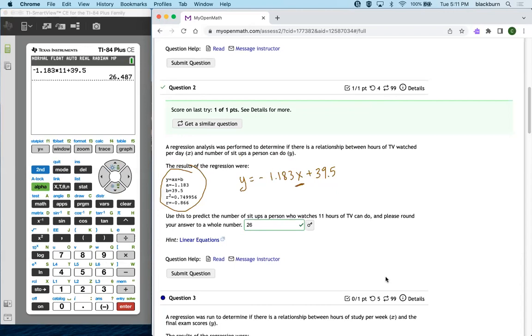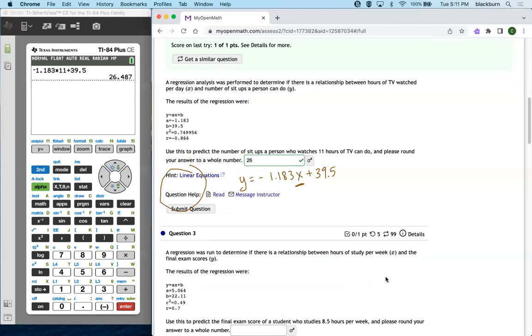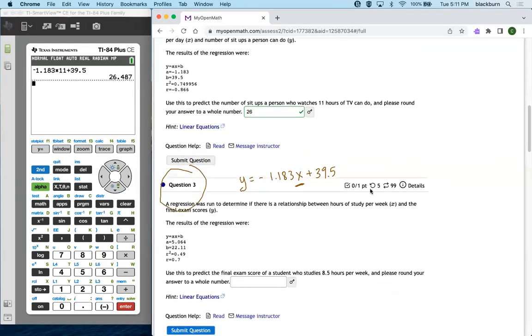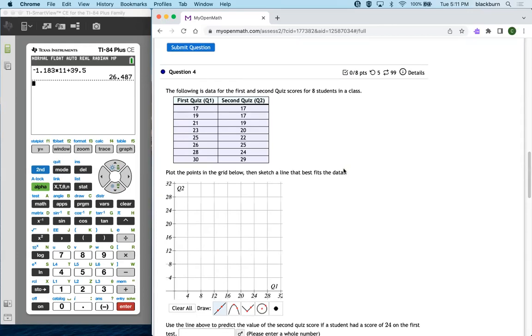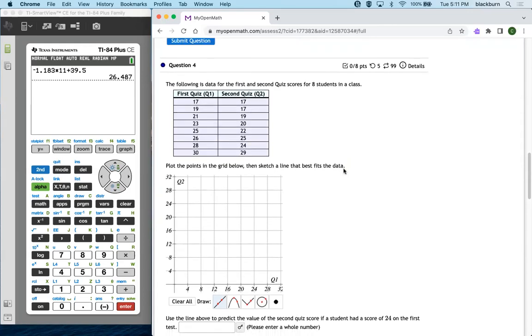All right, let's take a look at 4, because 3 is the same exact problem. They just want you to plug it into the formula. Number 4, the following is data for the first and second quiz scores for 8 students in a class. Now, My Open Math has you plot points on it. So it wants you to plot the points and then sketch a line that best fits the data. So here we go. I'm gonna pick the point plotter tool over here. It's this big black dot all the way at the end. That's gonna allow me to plot points.